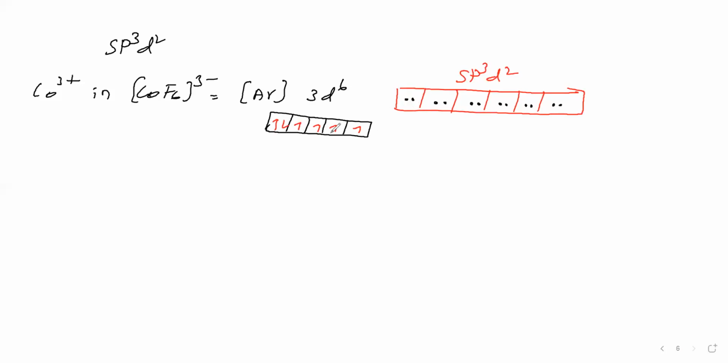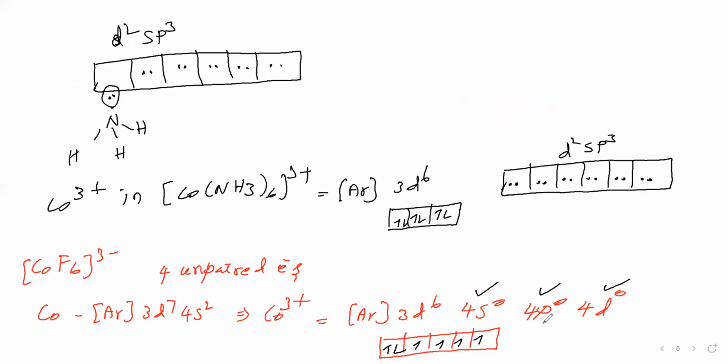Here 4 unpaired electrons are there. That's what the experiment says. Here the hybridization is sp3d2. So in this complex, the orbitals coming for intermixing to give hybrid orbitals are 4s, 4p, 4d. Only orbitals from the outer shell are coming for intermixing to give hybrid orbitals. Therefore it is called an outer orbital complex.